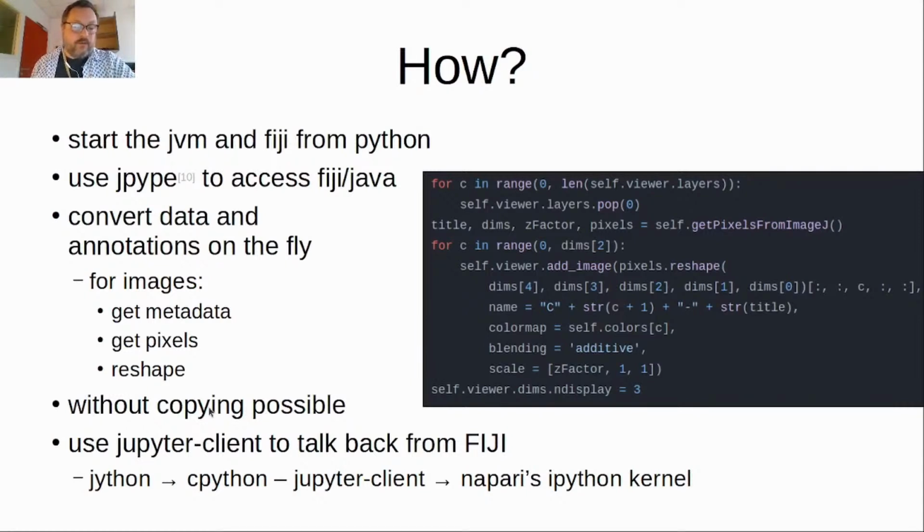Okay, we also can talk in the other direction from FIJI to Napari, sending commands. And for this, we use JSON, which talks to a CPython, which has a Jupyter client. And this Jupyter client can easily talk with Napari's IPython kernel. Okay, that sounds complicated, but the complicated stuff is all hidden behind the Python proxy that we wrote.